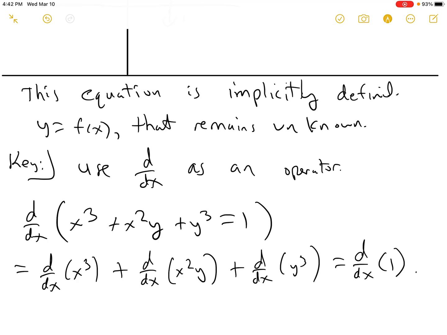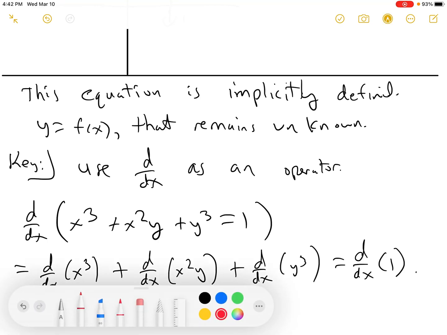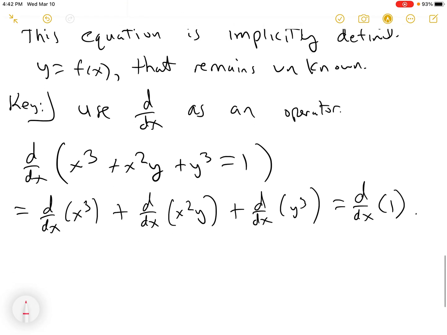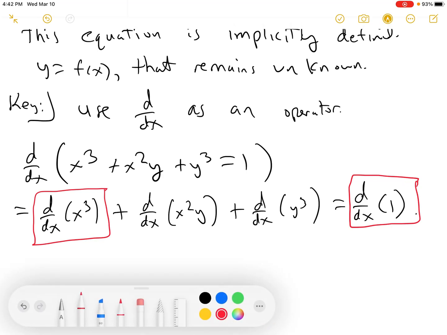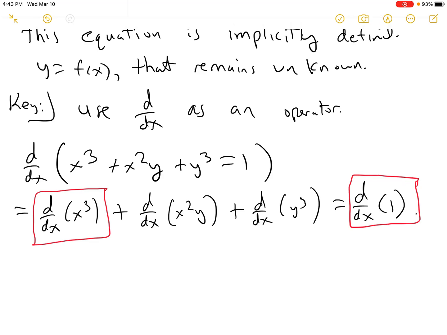Okay? And let me get some color in here. This one and this one we know how to solve because they're explicitly defined. Okay? So let's just knock those out while we can. By the power rule, this is 3x squared.